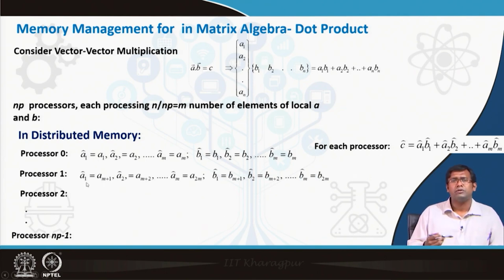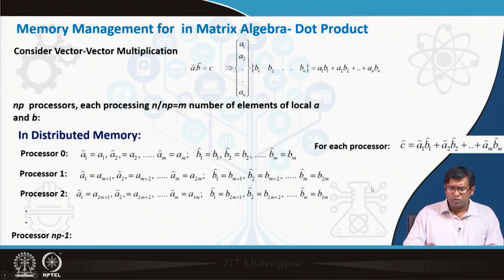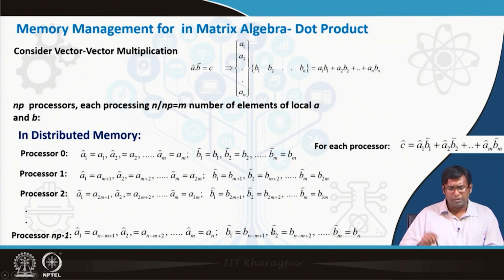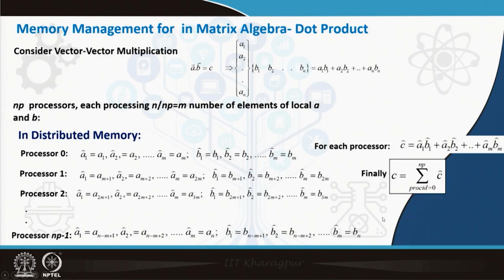So, some distribution or load allocation algorithm has to be run by each of the processors, which can do this. A1 hat is not A1 but A(M+1), A2 hat is A(M+2) and so on, and it executes the same line and gets its own C hat. Processor 2 similarly gets different data as A1 hat, A2 hat and B hat and finds its own C hat. Each processor gets its own C hat, the same up to processor NP minus 1. And once this is done, now all the processors know that everybody has finished calculating their own C hat, and the final C is the sum of the C hats from all the processors.